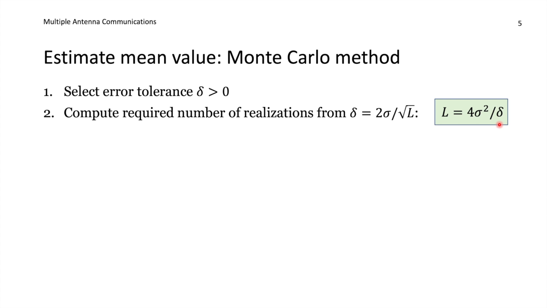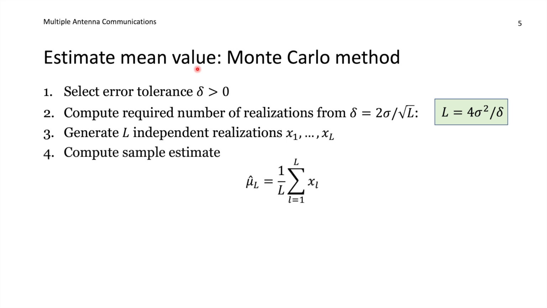If we are generating that number of independent realizations, x1 to xL, then we can utilize them in the Monte Carlo method to get a good estimate of the mean value. In particular, we compute the sample average and we use this as our estimate of the mean value. So this is the essence of the Monte Carlo method. We are determining how many random realizations we need from the random variable, and then we are computing the sample average based on those realizations in order to get the estimate of the mean value.